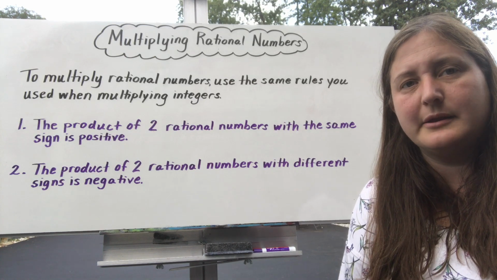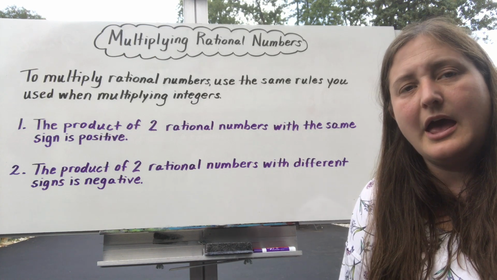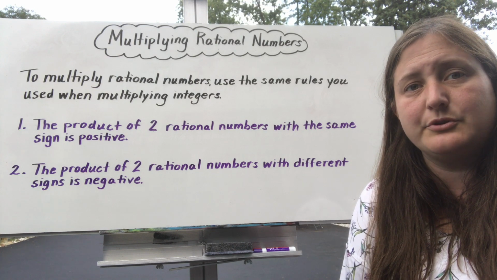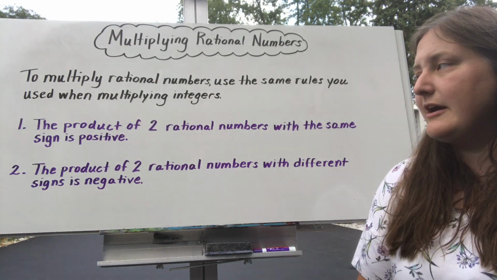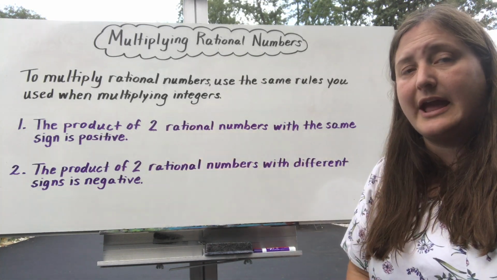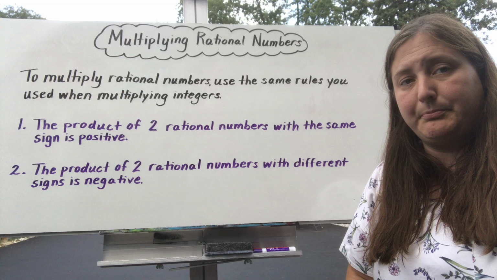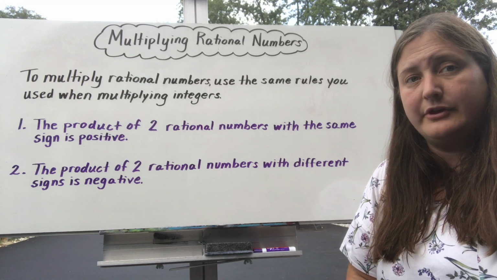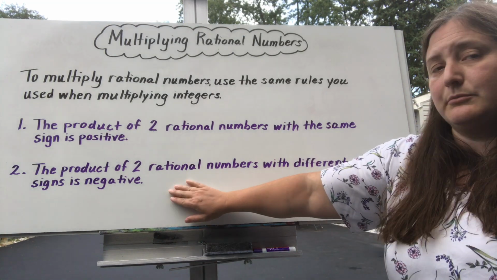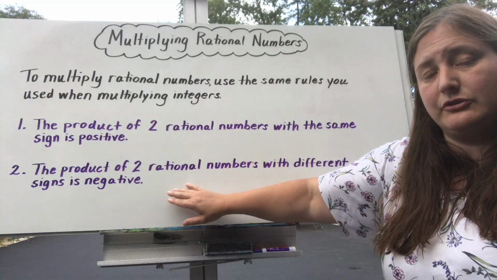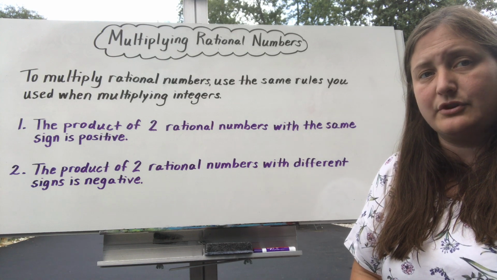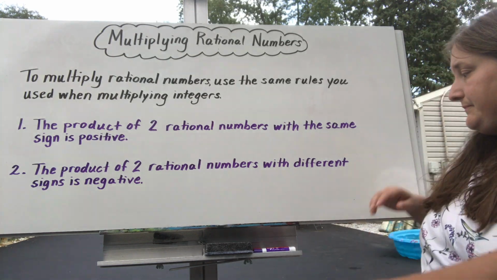Today we're going to focus on multiplying rational numbers. And when you're multiplying rational numbers, you use the same rules that you used when you were multiplying integers. So that first rule was that if you're multiplying two rational numbers and they have the same sign, they're both positive or they're both negative, you're going to end up with a positive answer. The second rule says that if you're multiplying two rational numbers and they have different signs, so one is positive and one is negative, your answer will be negative.